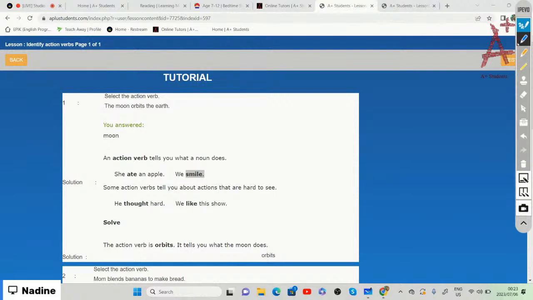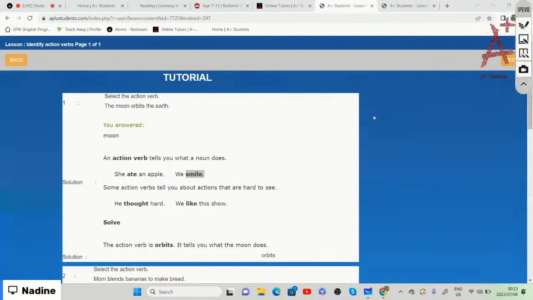All right, so we are going to say it orbits. So you're going to select orbits, right? And orbits is the verb and it tells us what the moon does, right? It orbits. The earth goes around, right? All right, we're going to the next one.